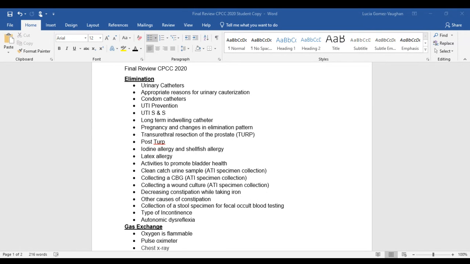Vitamin C, red meat, poultry, seafood, and some raw vegetables can cause false positive fecal blood results. So vitamin C, red meat, poultry, seafood, and some raw vegetables can give you a false positive.